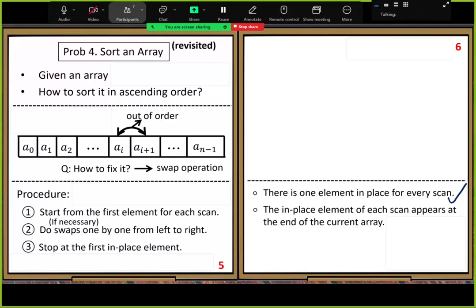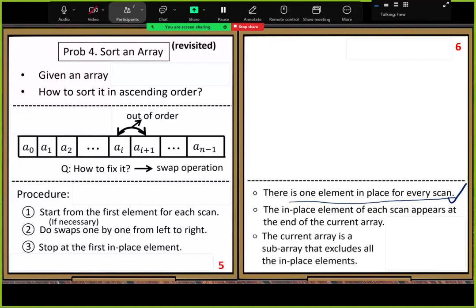So every scan puts one element in place. The in-place element of each scan appears at the end of the current array, the largest one. The current array is the subarray that excludes all the in-place elements. These are all the meaningful properties of this sorting algorithm. We get the whole array sorted in this way.